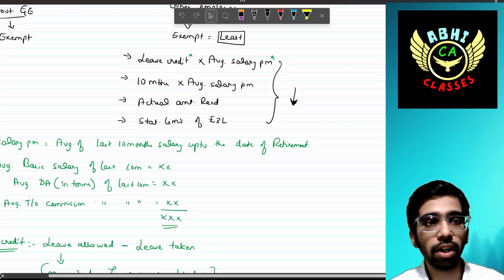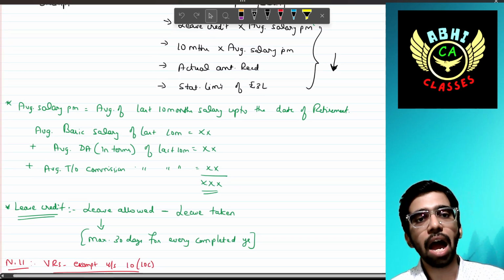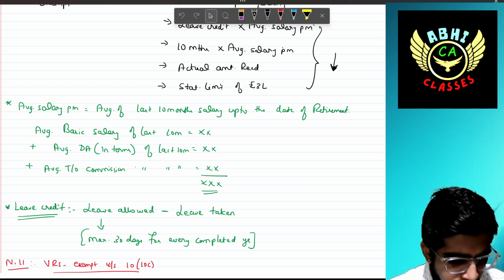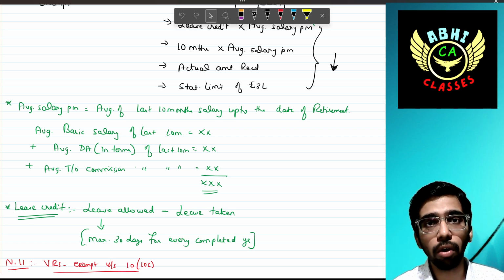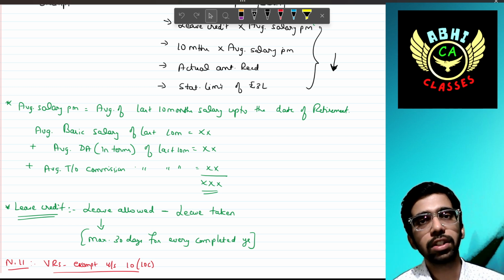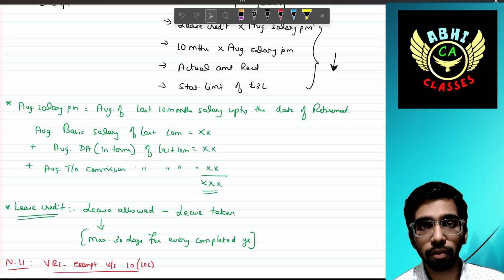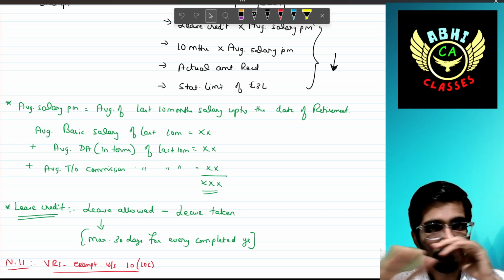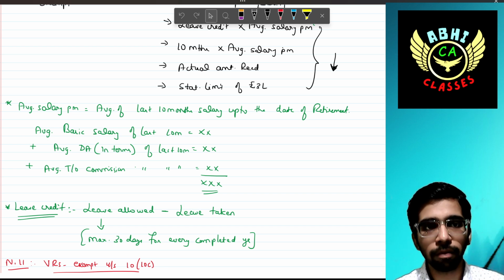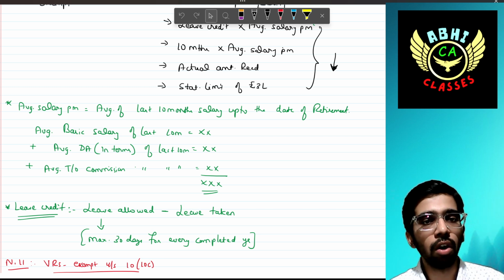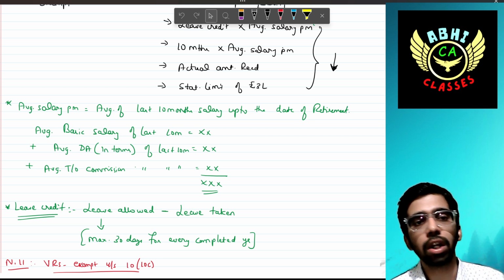Here the definition of salary is different. Average salary per month means the average of the last 10 months' salary up to the date of retirement. For example, in the above example we had excluded the January month salary, but for calculating the average salary for leave encashment, we should include the January month salary also. January, December, and so on, up to the last 10 months. Next, basic salary plus average DA, in terms only, is given only under the POGA Act, in the last month, plus average turnover commission of the last 10 months.